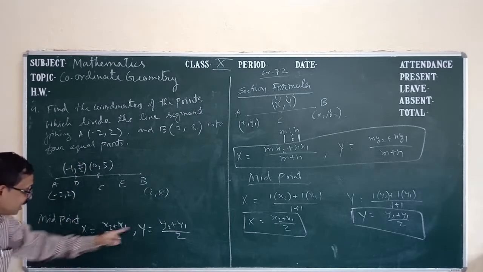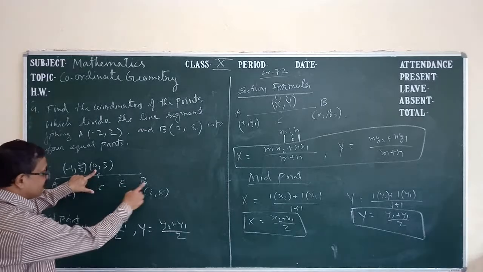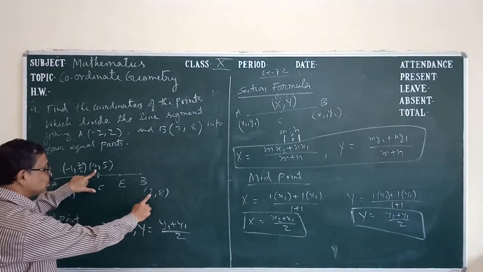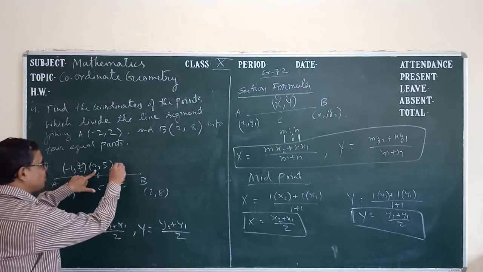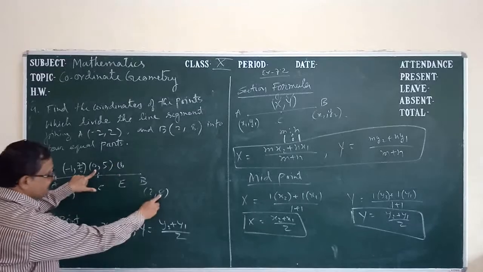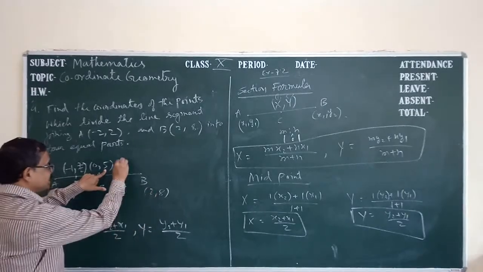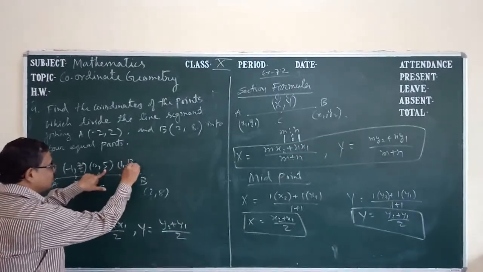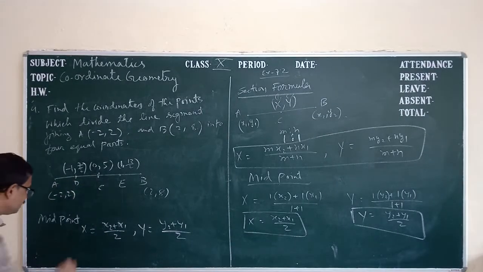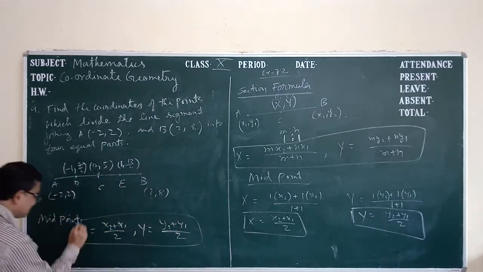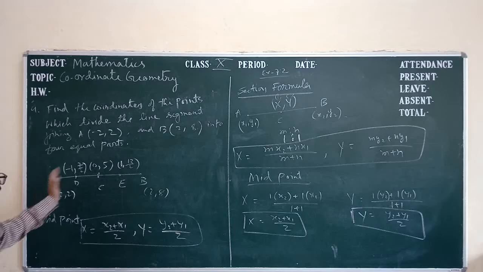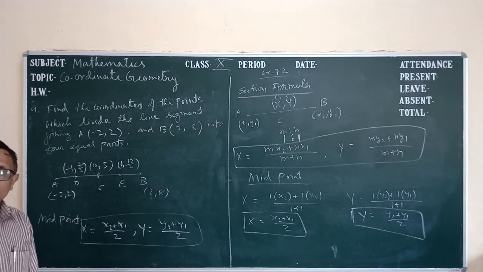Directly we can find it with the help of the formula. This is the C point and this is the B point. So 2 plus 0 means 2, 2 upon 2 means 1, and 8 plus 5 is 13, so this will be 13 upon 2. So directly you can find it using this formula. I have shown you in such a way, but the process is you have to write the formula and from there you find directly. Understand? Thank you.